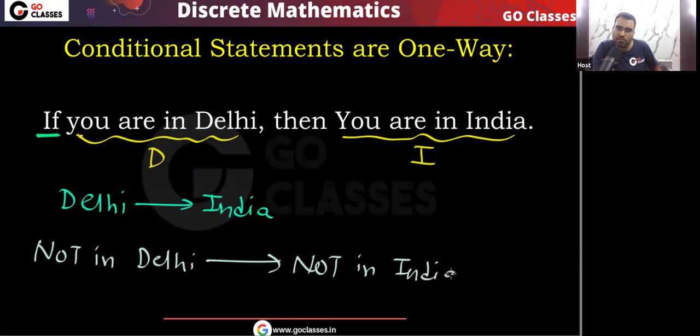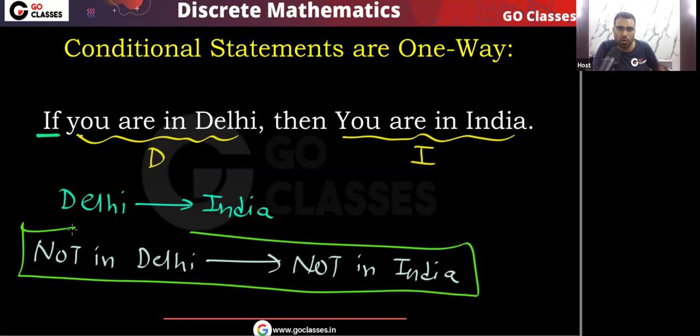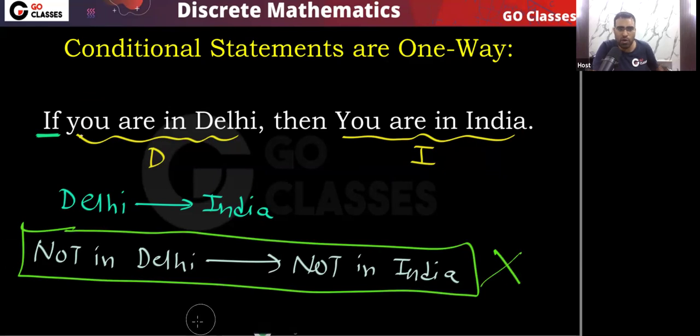No, I cannot say. Yes or no? This is nonsense. Okay, this is wrong. You may or may not be in India. If you are not in Delhi, maybe you are in Rajasthan, maybe you are in Tamil Nadu, maybe you are in some other state. Maybe you are in Hyderabad, so you are in India. Or maybe you are in London, then you are not in India.